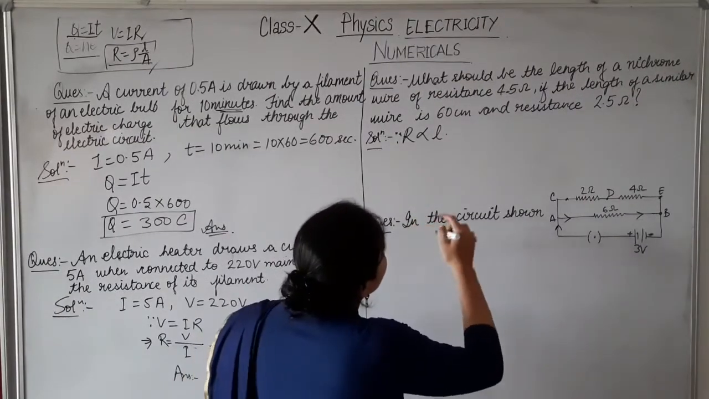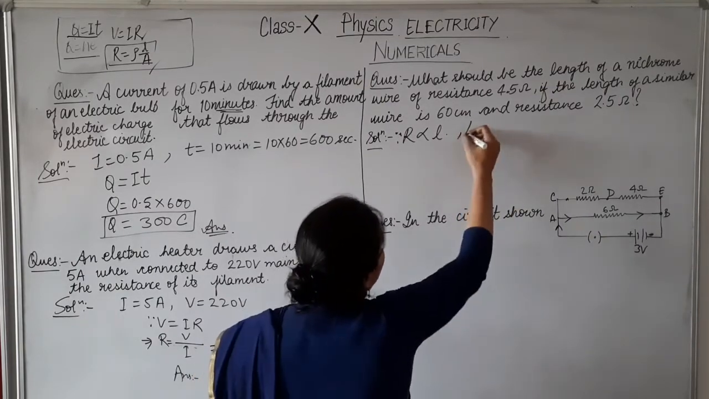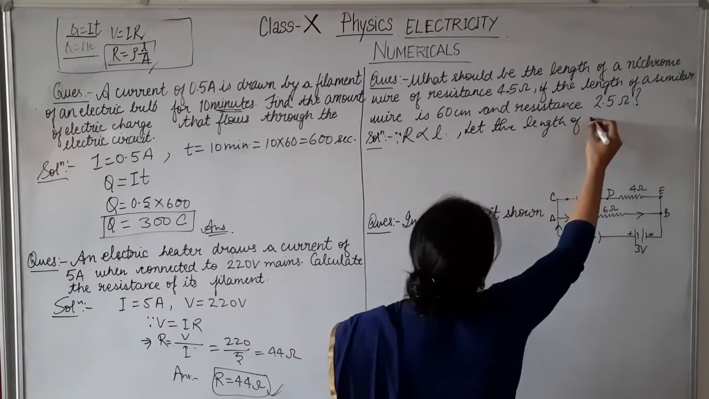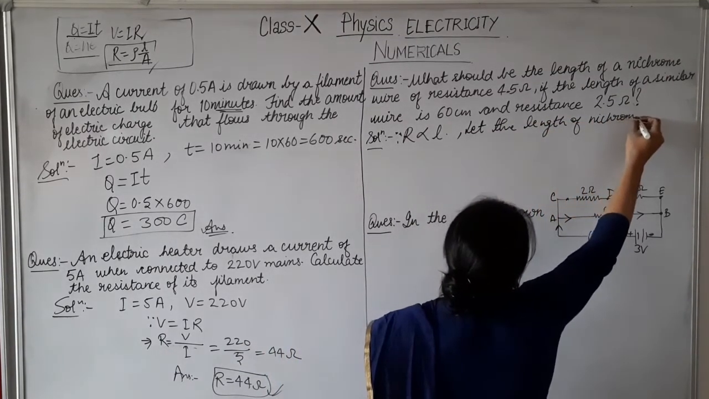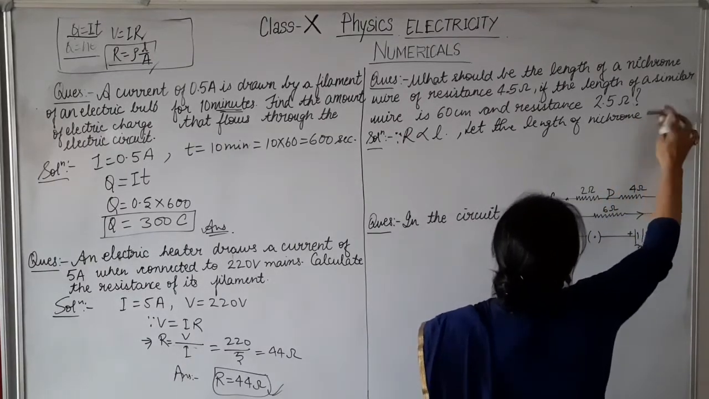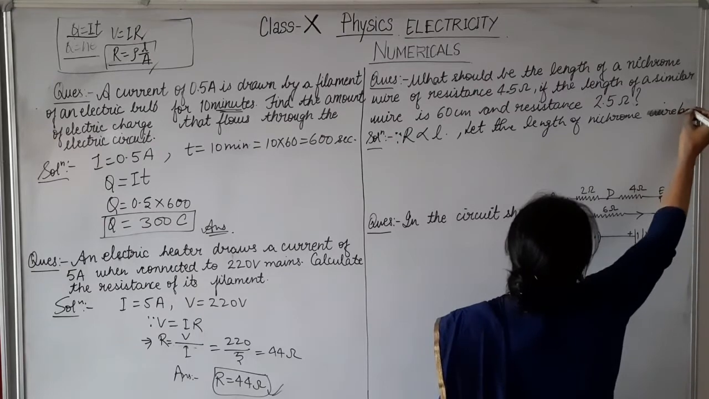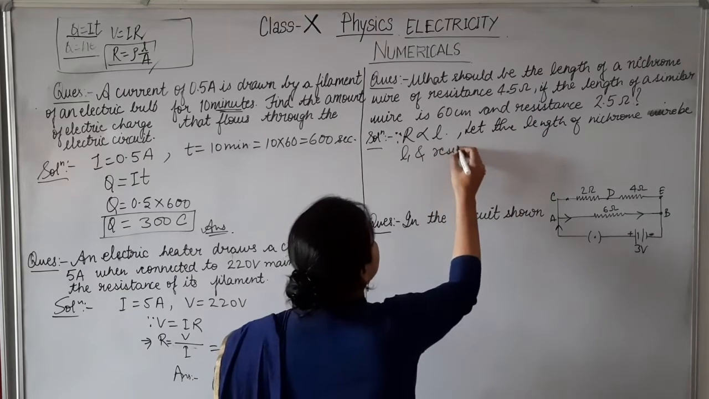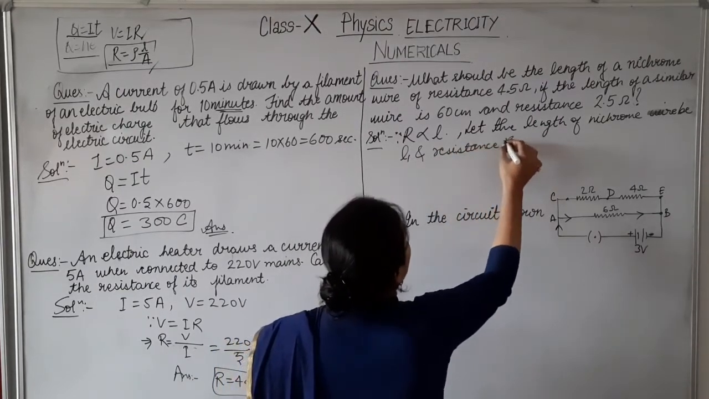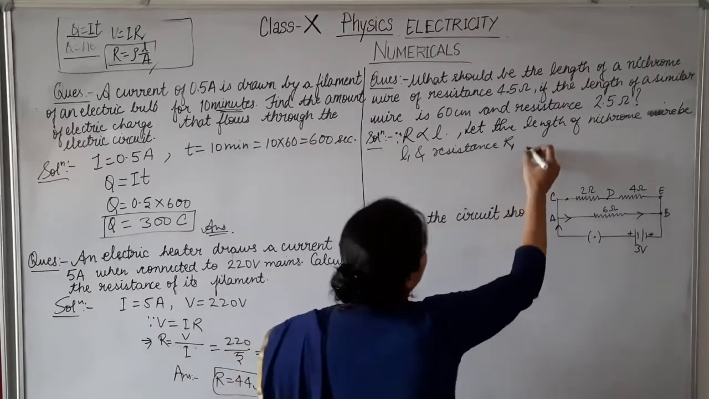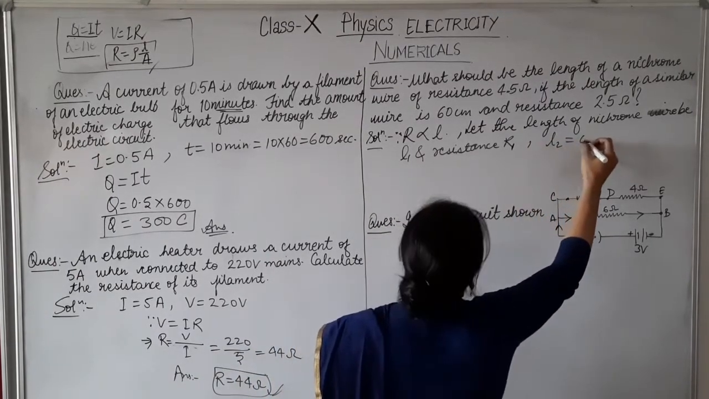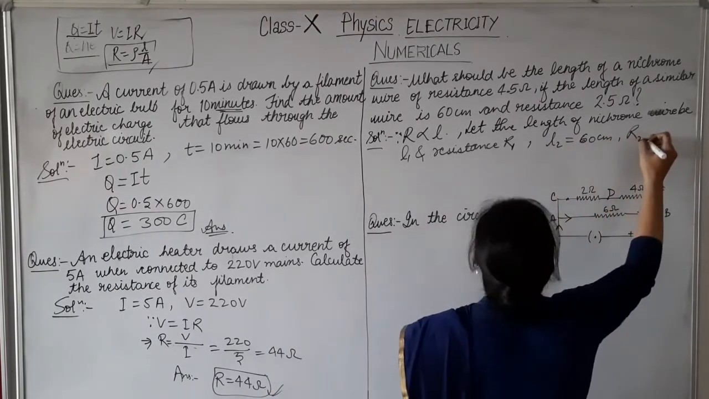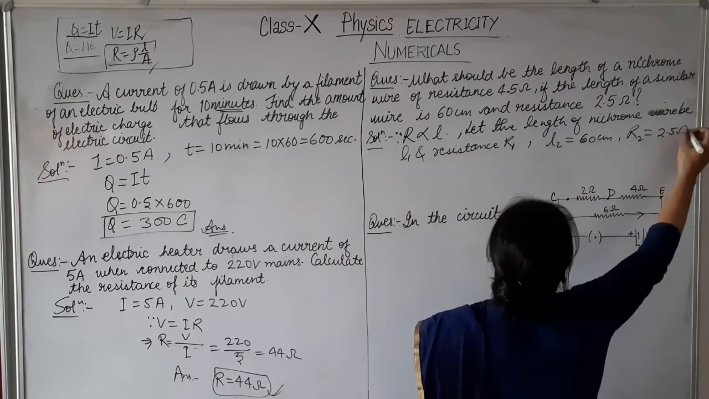Now if we consider the length of nichrome wire, let the length of nichrome wire be L1 and resistance R1, and similarly we consider that L2 is equal to 60 centimeter, given in the question, of another similar wire, and R2 is equal to 2.5 ohm.